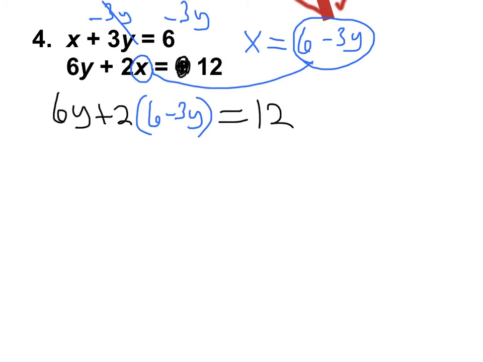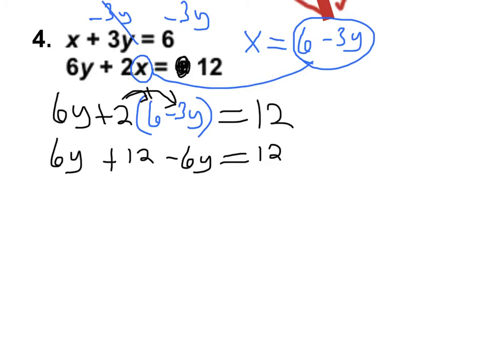Alright, now I have to distribute this 2, so 2 times 6 is 12. 2 times negative 3 is negative 6y equals 12. Usually, then I can combine some like terms, so I have this 6y and this negative 6y. And actually, 6y and negative 6y, they just cancel each other out. So I have 12 equals 12.